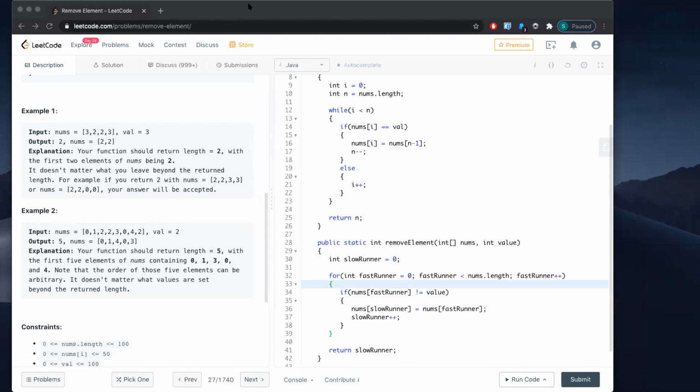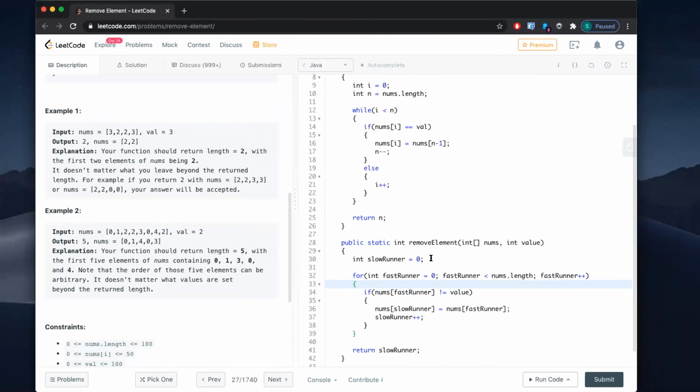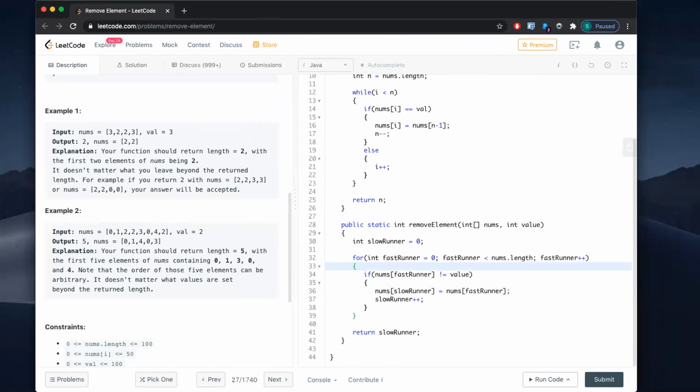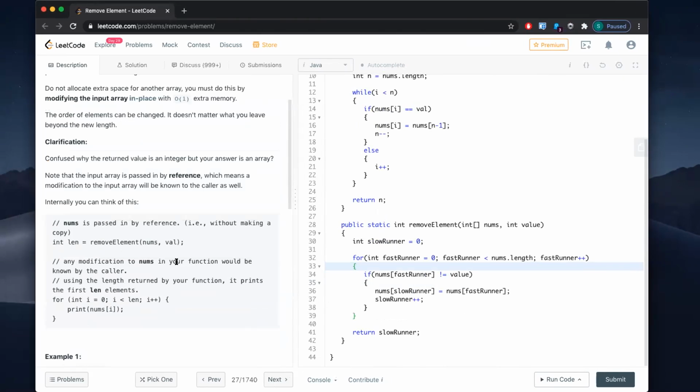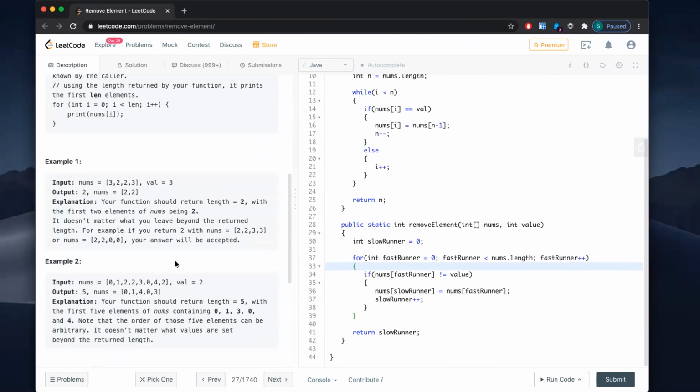Can we quickly see that, if you don't mind? Yes, his second approach was similar. In his first approach, the order will not be preserved. The first also will definitely not be, because, see, the second solution is the same. In the second solution, he's checking if the first runner's num is not equal to value. So when we do that, then only the order will be preserved. When we copy the values only when the array's current value is not equal to the target value, at that time only the order is preserved, right?